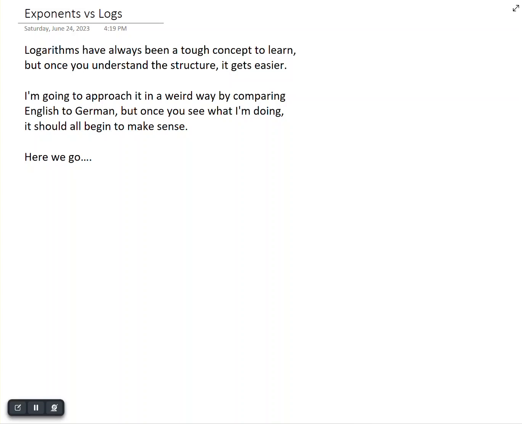Logarithms have always been a tough concept to learn, but once you understand the structure, it gets easier. I'm going to approach it in a weird way by comparing English to German, but once you see what I'm doing, it should all begin to make sense. So here we go.